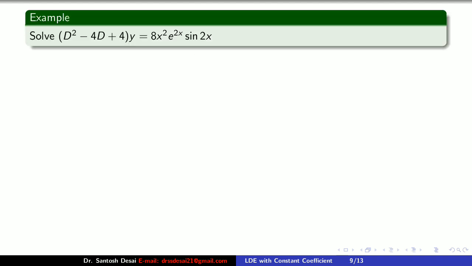Now let us consider the last example. Solve D square minus 4D plus 4 y is equal to 8x square e raised to 2x into sin 2x.